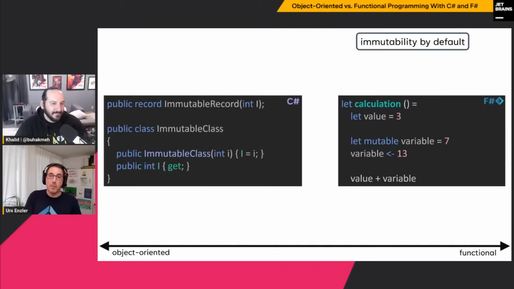Of course, I can do immutability in C# as well. So with records, there's a way to define them so that they are immutable. And of course, I can make a class immutable. I just have to use read-only properties. So that's possible. I can do mutability in F#, I can do immutability in C#.